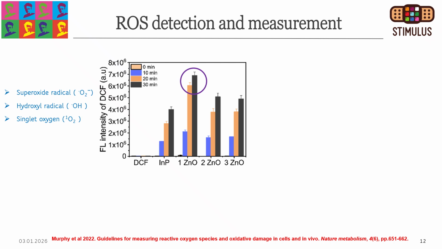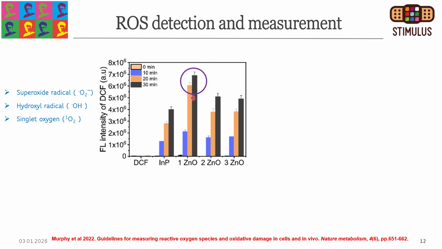So first, we perform the general ROS study, which is DCF. DCF is a sensor molecule, and when reactive oxygen species react with this DCF, it emits at 525 nanometers, and we can detect whether ROS is generating or not. So we performed the ROS generation for the indium phosphide core quantum dot as well as one zinc oxide shell, two zinc oxide shell, and three zinc oxide shell grown on top of the indium phosphide core quantum dot, and we observe that one zinc oxide shell shows the highest ROS generation.